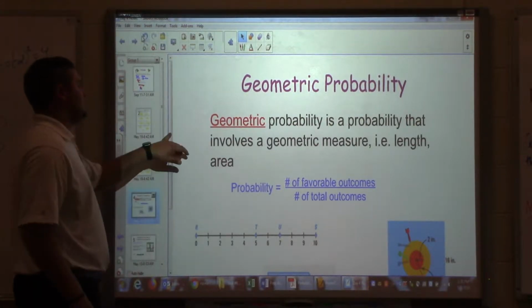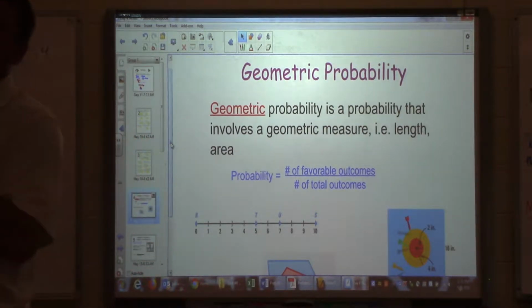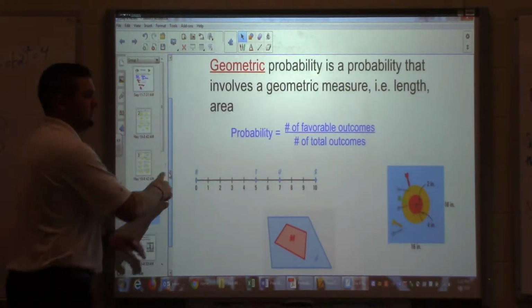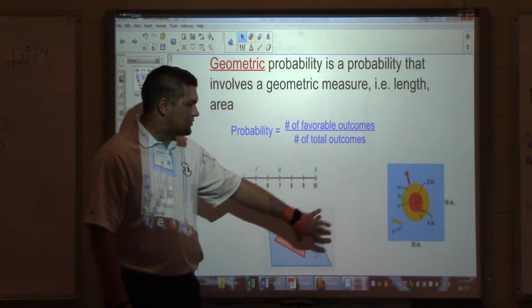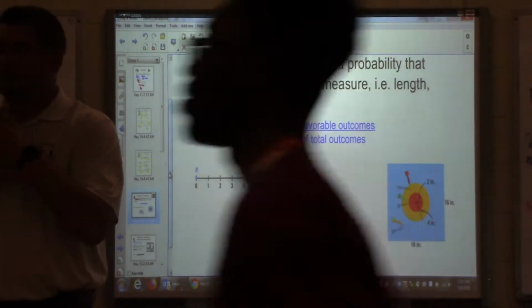Geometric probability. So the geometric probability is a probability that involves a geometric measure. A lot of times we're going to talk length and we're going to talk area. We'll do a little bit with length. With length we'll have number lines like this. Area we'll have shapes, like dartboards. Those are the types of problems we're going to do to start.